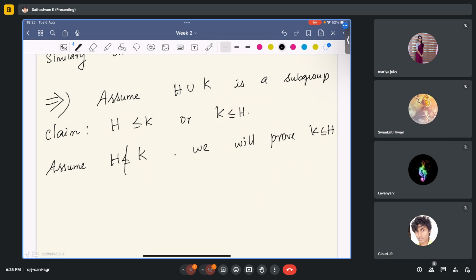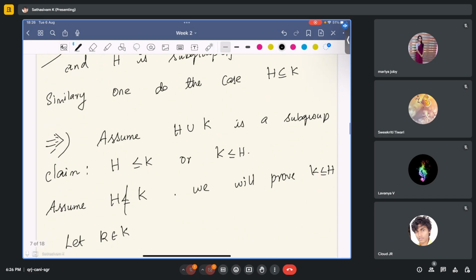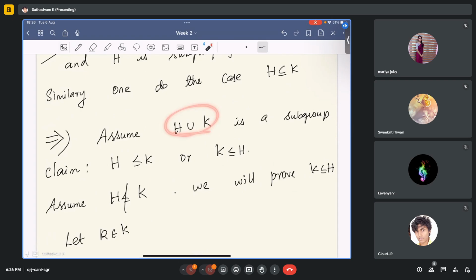So how do you prove that? Here, what you have to prove is that K is a subgroup of H, right? So basically, if you take any element of K, it has to belong to H. That is what you want to prove. So let's start with an element k belongs to K, and I want to say that k is contained in H, right? It's not direct that K is always contained in H, so you have to come up with a way to make it happen. But let's see what we know here. What we know is the union is a subgroup.